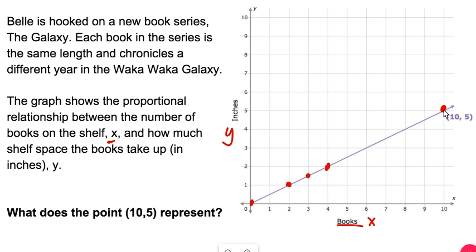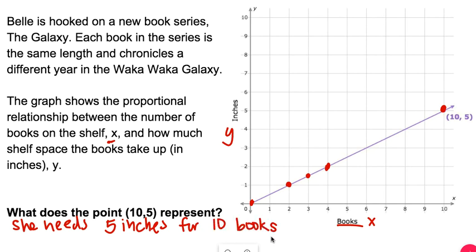They want to know, what does 10,5 represent? Well, 10 means 10 books, 5 inches. So she needs 5 inches for 10 books. That's how much space she needs on her bookshelf if she wants to put 10 books there. So how much space does each book take up? Each book takes up half an inch.